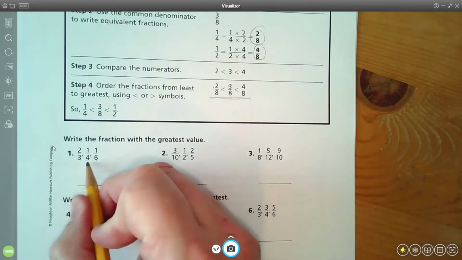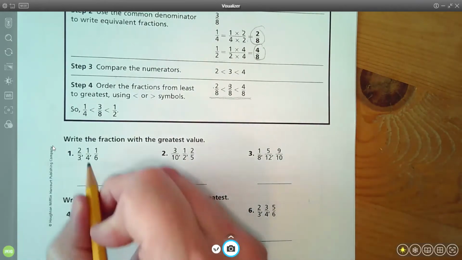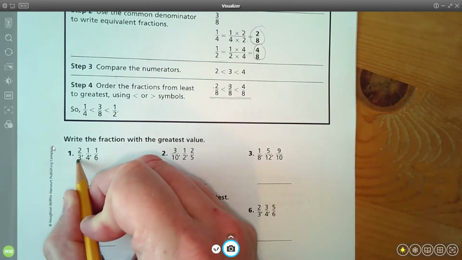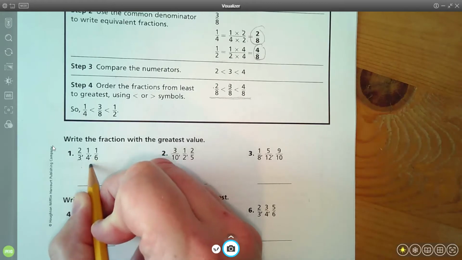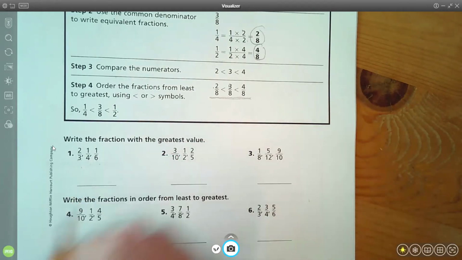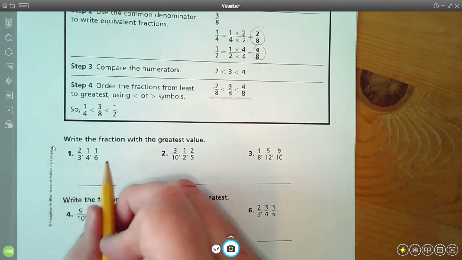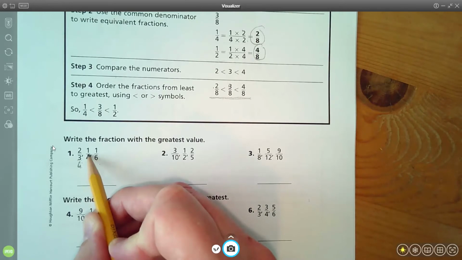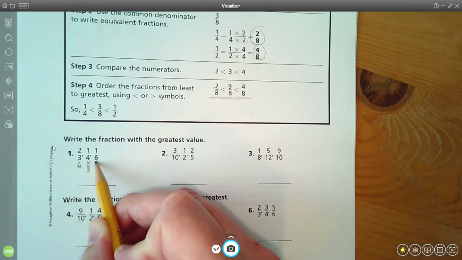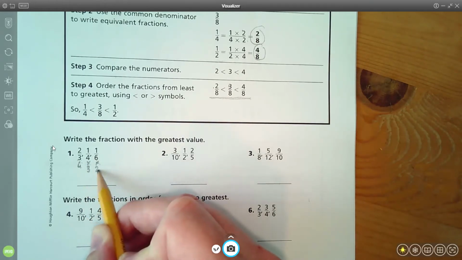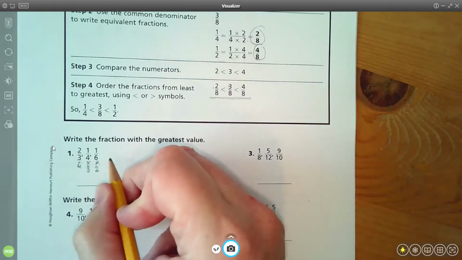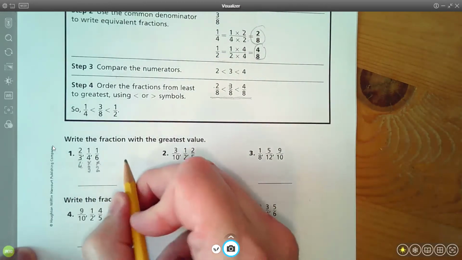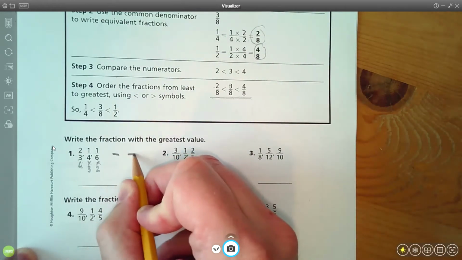You're right, 12. All right, because 3 times 4 is 12, 4 times 3 is 12, 6 times 2 is 12. All right, so I have to do 3 times 4. This is going to be times 4. This is going to be a times 3. This is going to be a times 2, right? So that means I'm going to have 12s in the bottom over here.